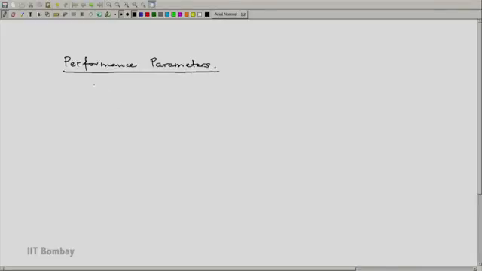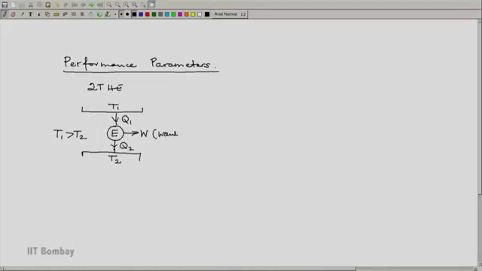For an engine, for example, a 2T heat engine, which I will sketch, but in general for any engine, we have the heat supply Q1, the heat rejected Q2, and the work output W. The two temperatures T1 and T2 are such that T1 is greater than T2. Now here the work output W is what we want, whereas Q1, the heat supply, is what needs to be supplied.